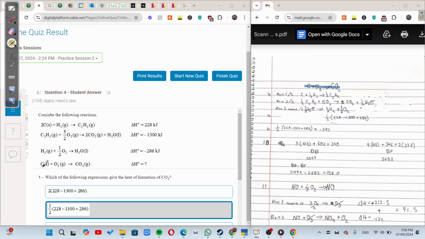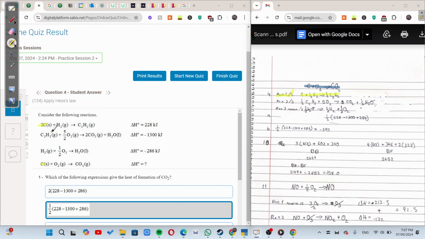to make them like the target equation. So in this reaction, what do you have that you can use? You have the C, right? Here you need the C, but here it is 2C. So we need to divide this by 2 to make it 1C. So reaction 1 is divided by 2. C becomes C. Half H2 gives you half C2H2.